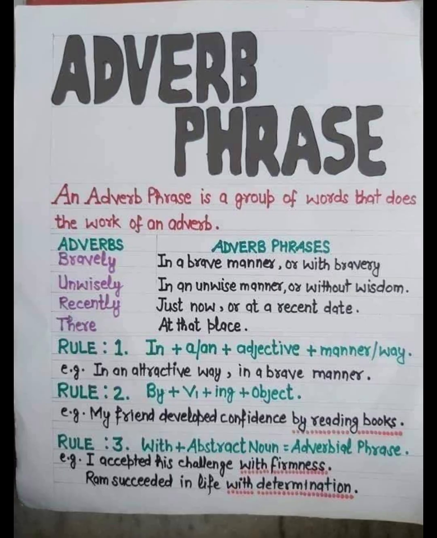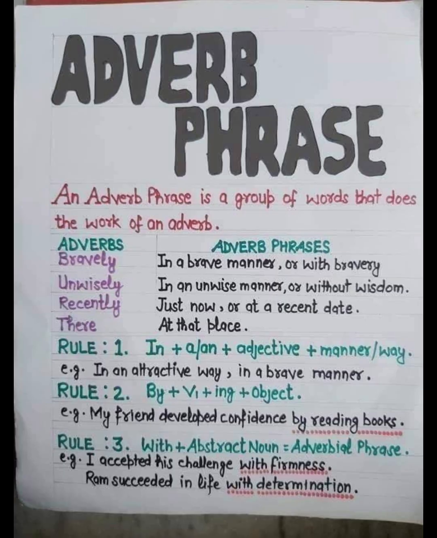Rules for adverb phrases. Now let's break it down into 3 simple rules to form adverb phrases. Rule 1. In plus a/an plus adjective plus manner/way. This is one of the most common patterns. For example, instead of saying, he spoke attractively, you could say, he spoke in an attractive way. Or, instead of, she fought bravely, you could say, she fought in a brave manner. It's all about making your description more vivid.